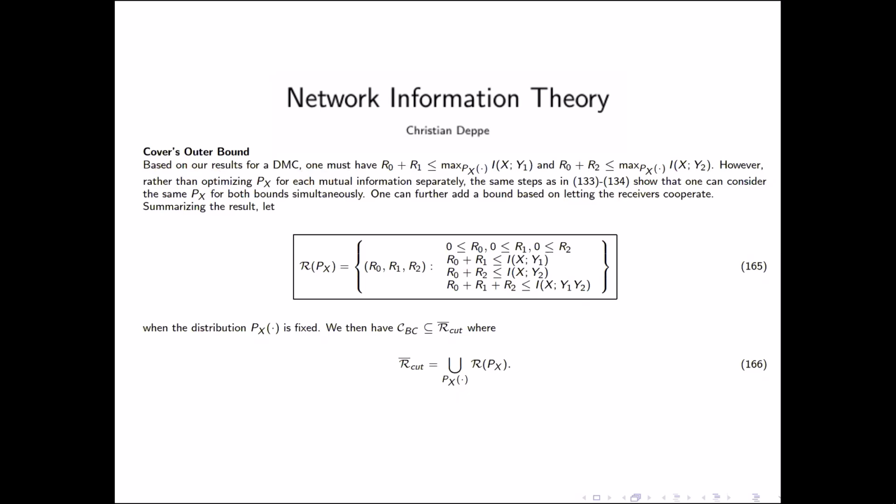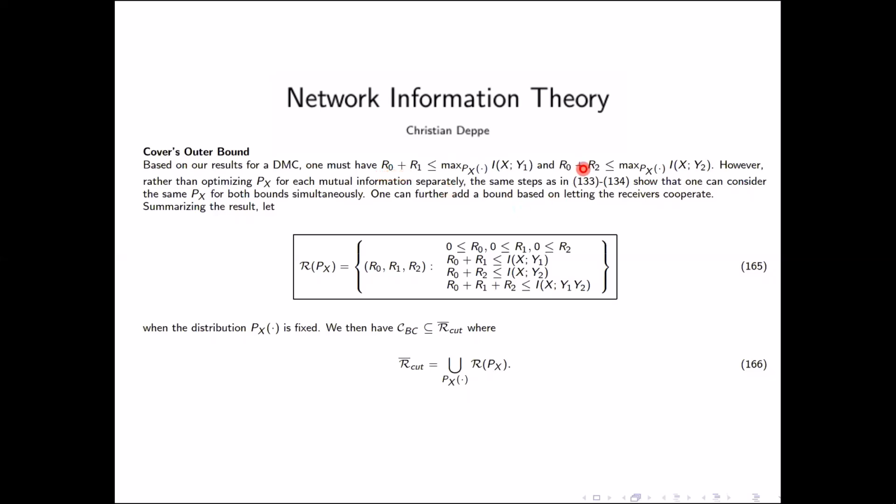then the rate is bounded by the maximum over all p(x) of the mutual information between X and Y. So now we can consider the two marginal channels and use the maximization over p(x). So for example, here we look at the mutual information between X and Y1 and the rate, because the total rate which we can transmit to the first receiver is R0 plus R1.